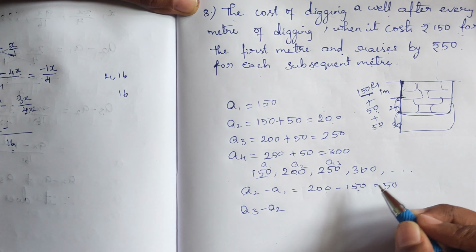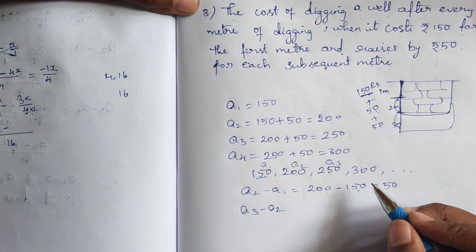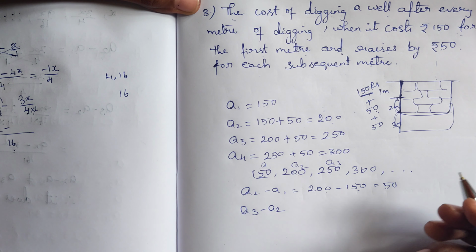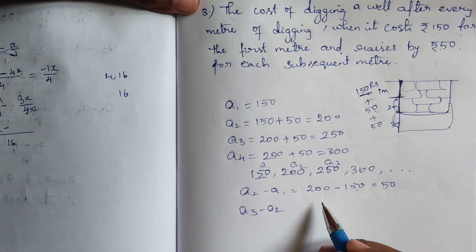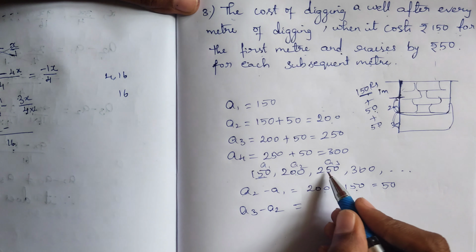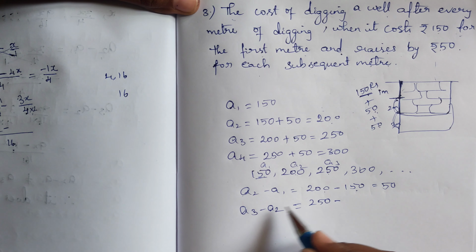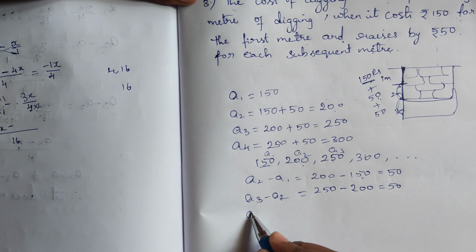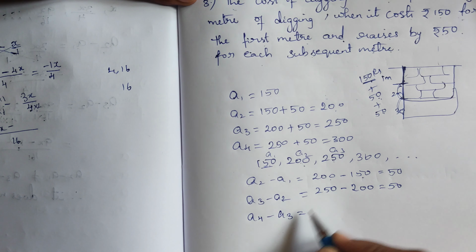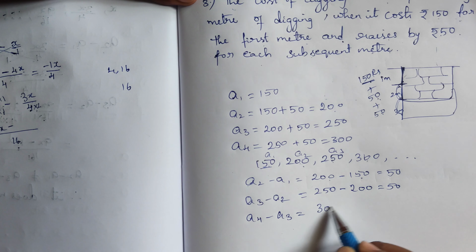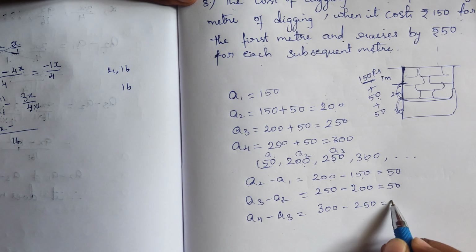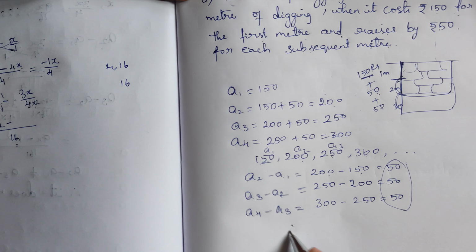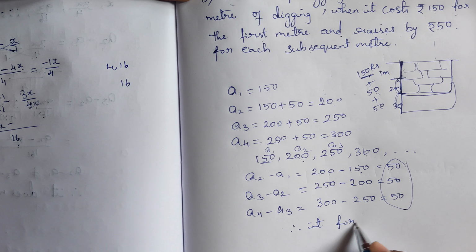I know everyone will know this if you have seen the previous video, that is the introduction of arithmetic progression. If you have any doubts, you can see that video and then refer here. So A3 minus A2 will be A3 is 250 minus A2 is 200. 250 minus 200 is 50. Let us do this also. A4 minus A3. A4 is 300 minus A3 is 250. 300 minus 250 will be 50. So all these are equal. So when they are equal, it forms an AP.